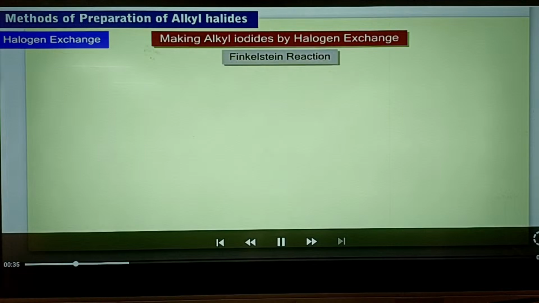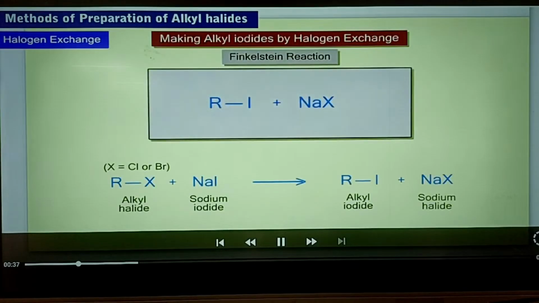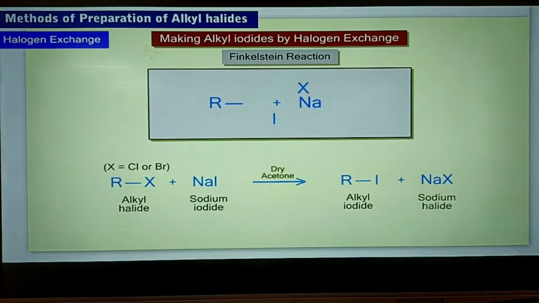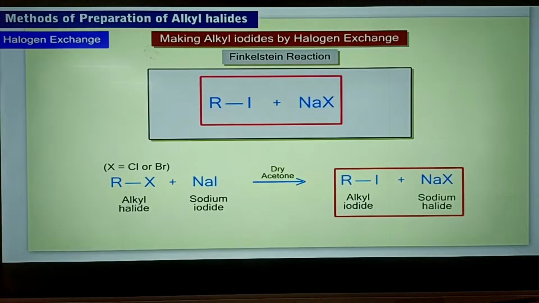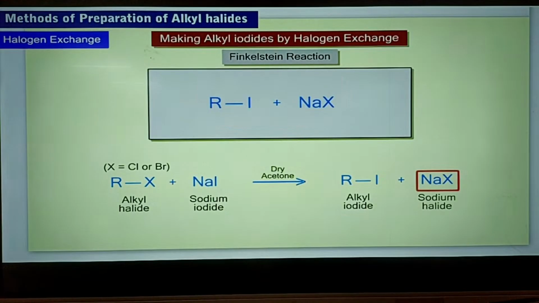In the Finkelstein reaction, alkyl fluorides or alkyl bromides are reacted with sodium iodide in dry acetone. The resultant alkyl iodide is easily separated from the sodium halide salt that precipitates out. The general equation is shown here.